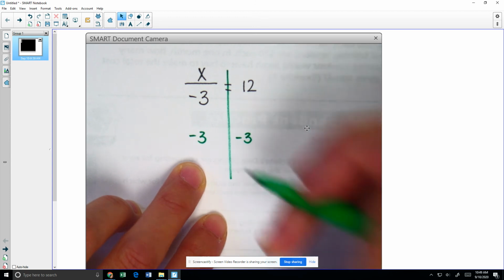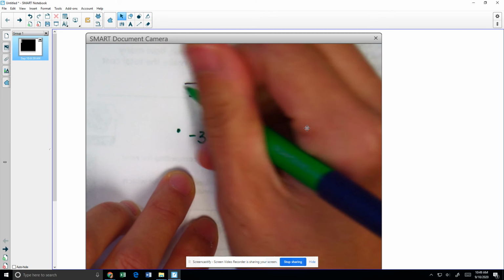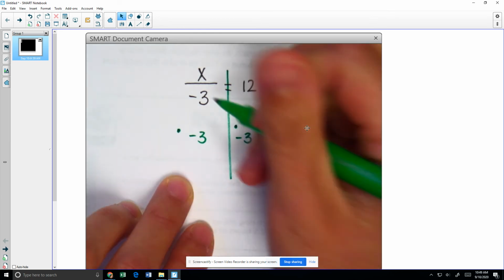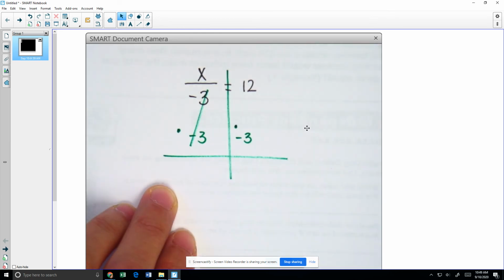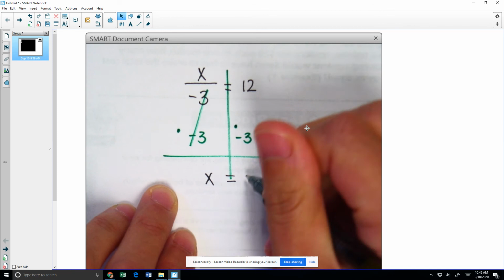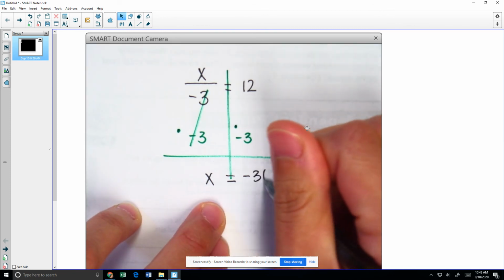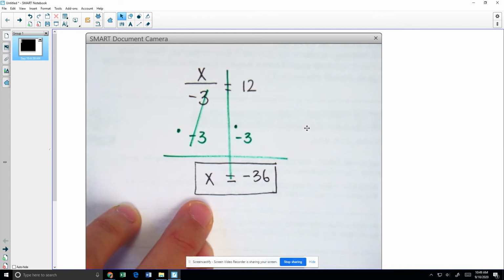Multiply. You do multiply, yes sir. You divide by -3, so the opposite of divide by -3 is times or multiply by -3. So left over you have x equals 12 times -3, which is -36. Use your calculator.